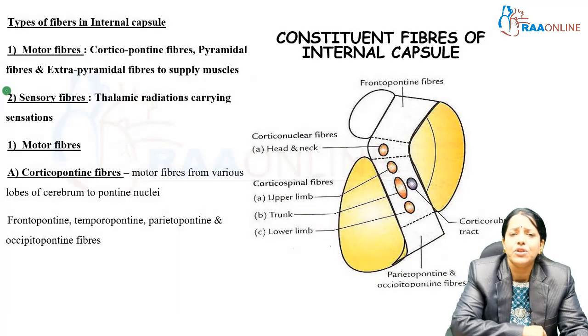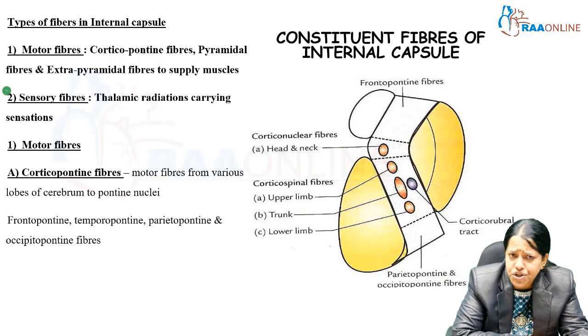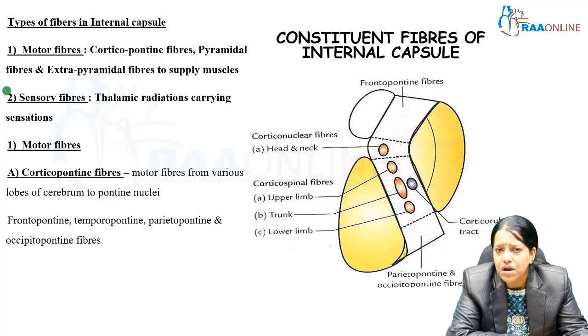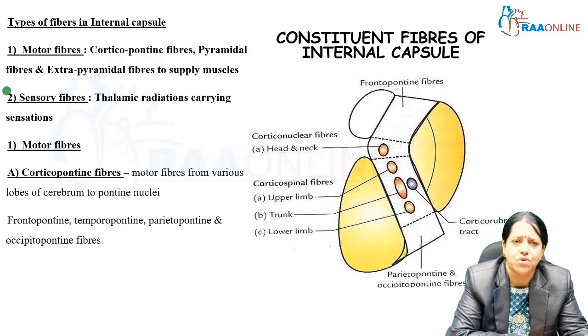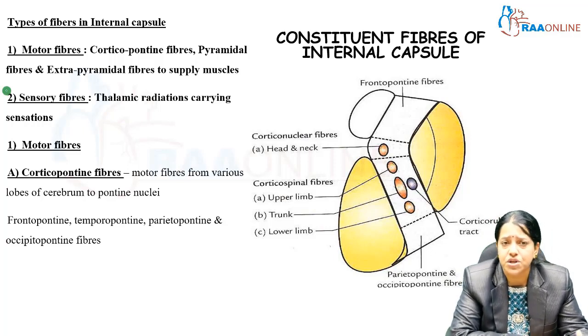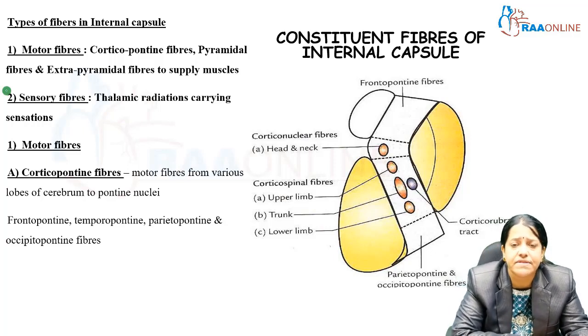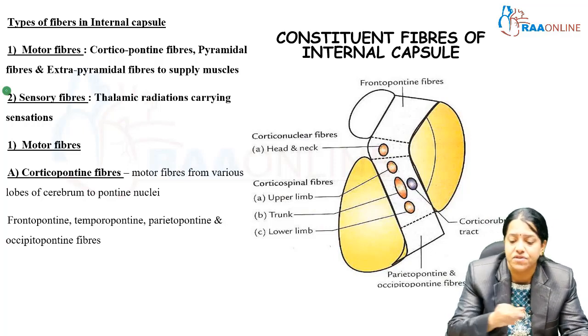Okay, coming to the next most important part of the question, once you have finished telling where the location is, what it is, what type of white matter it is, what the different parts of this very compact structure are, and what the relations of this structure are. You have medial relations, lateral relations, and it continues superiorly as corona radiata and inferiorly as crus cerebri.